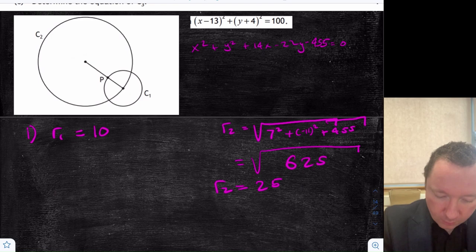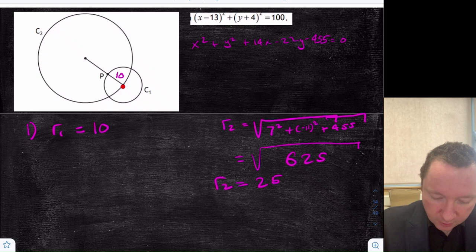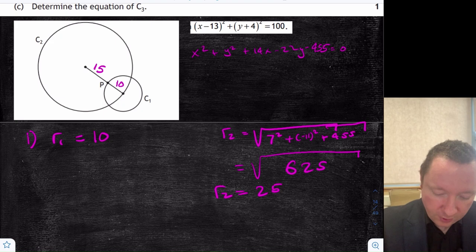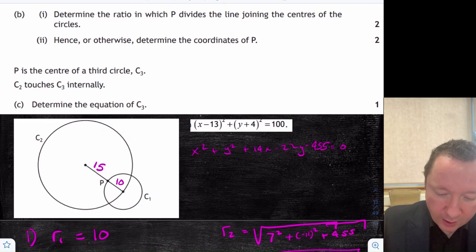We know this radius here from C1 to P is 10. We know the radius from here all the way over to here is 25, so that must be 15, because 15 and 10 make 25. So the ratio it's dividing, P is dividing the line, is simply 15 to 10, which we can simplify to 3 to 2. And we're done there.